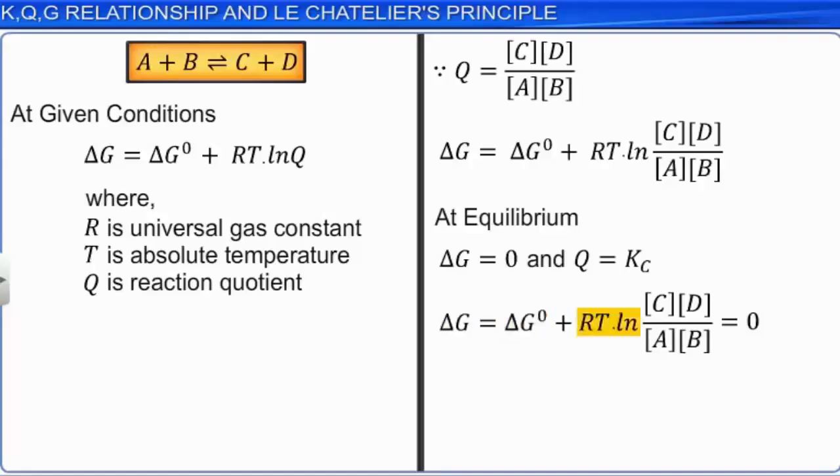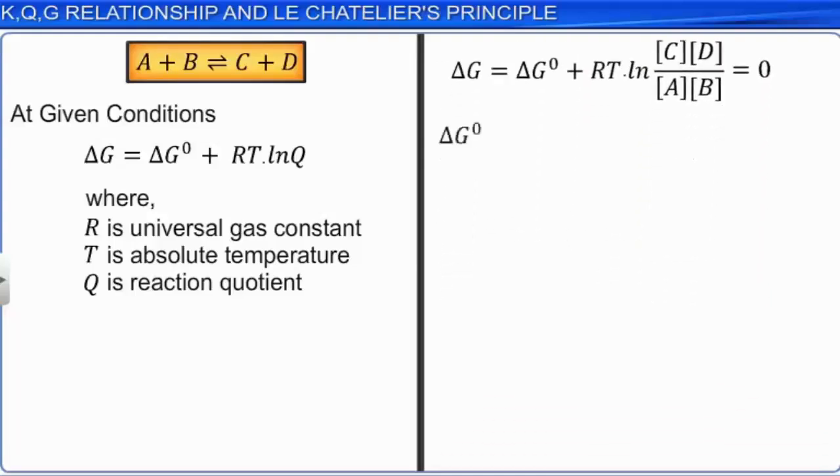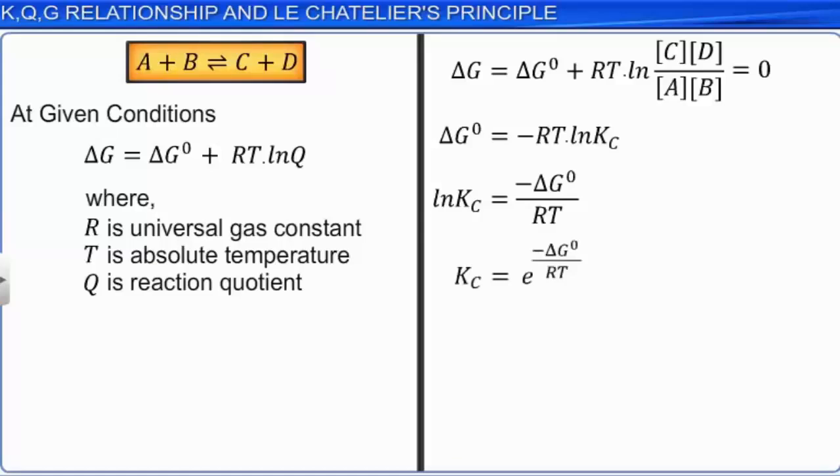This can be written as delta G naught is equal to minus RT ln Kc, or ln Kc is equal to minus delta G naught divided by RT. Taking antilog on both the sides, we get Kc is equal to e to the power minus delta G naught divided by RT. The reaction spontaneity in terms of the value of delta G naught can be known by using the equation Kc is equal to e to the power of minus delta G naught divided by RT.